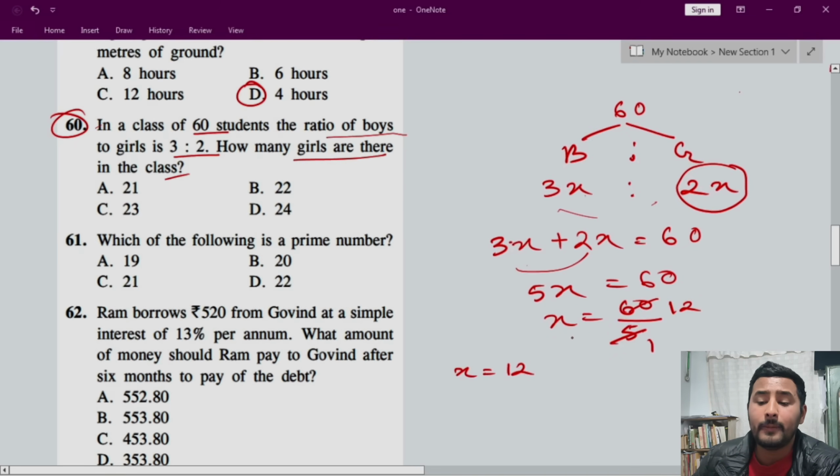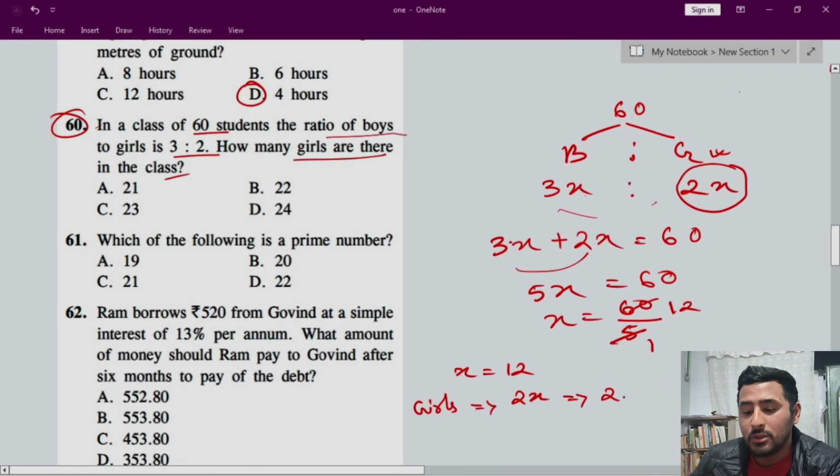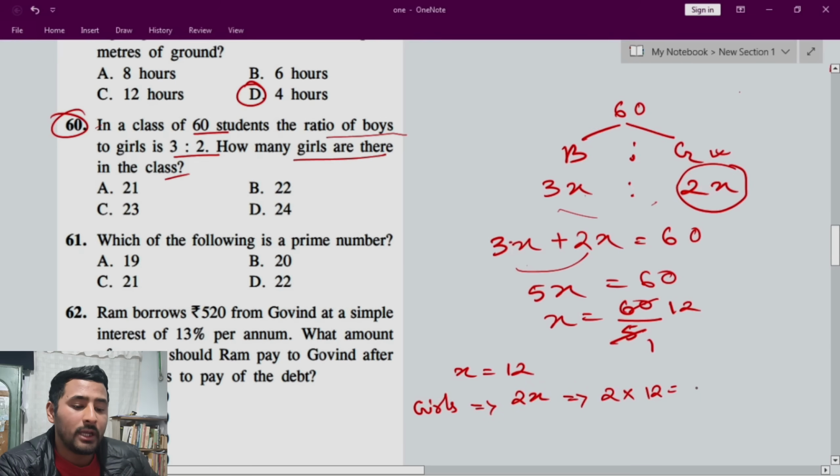12. Okay. Now, girls. How many girls? We have 2x for girls. You have to find the girls, right? How many girls are there in the class? So girls is 2x, and we know the value of x. 2 multiplied by 12, you get how much? 24. Okay. So for question number 60, the answer will be option number D.